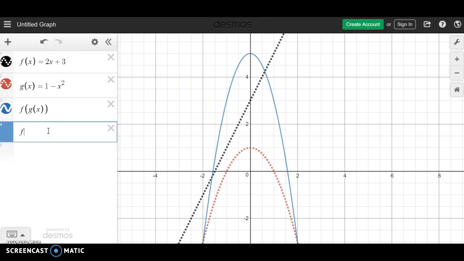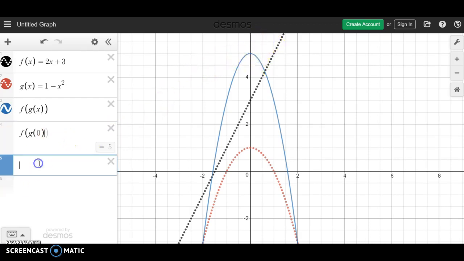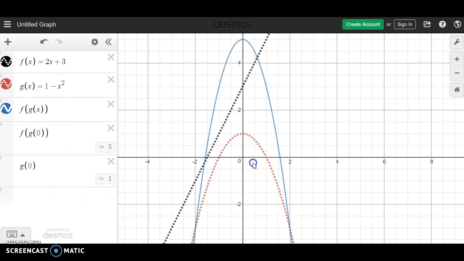And so the function I'm interested in is this blue function, the composite. If I want to find out what the value at 0 is, I can do f of g of 0, and it tells me the value is 5. And I see that on the function here. But in order to get that value, I needed to take g of 0, which is 1, and you can see that on the graph here. g of 0 is the value 1.